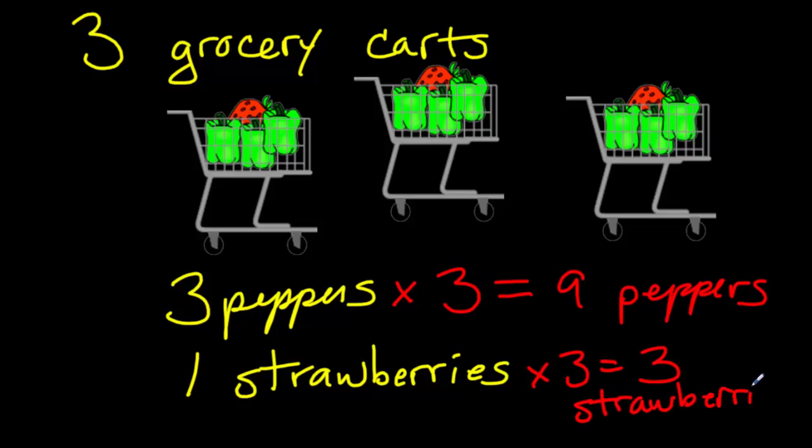And if I wanted to, I could count this and I could confirm it. 1, 2, 3, 4, 5, 6, 7, 8, 9. I have 9 peppers, just like I figured out when I multiplied. And I have 1, 2, 3 oversized strawberries.